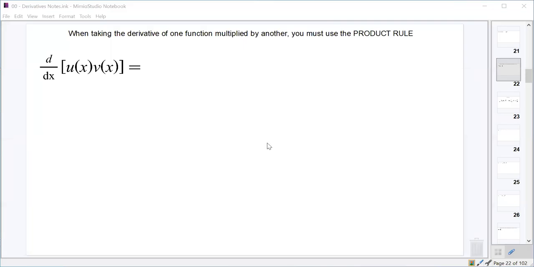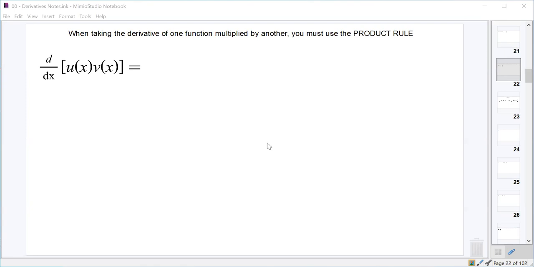Today we're going to talk about the product rule for derivatives. Whenever you are taking the derivative of one function being multiplied by another function, you have to use the product rule. You can't just take the derivative of the first function and the derivative of the second function and multiply them together.